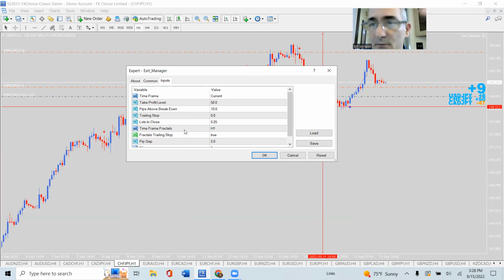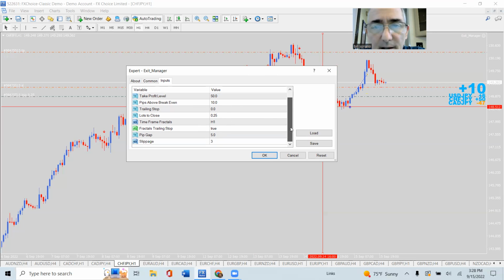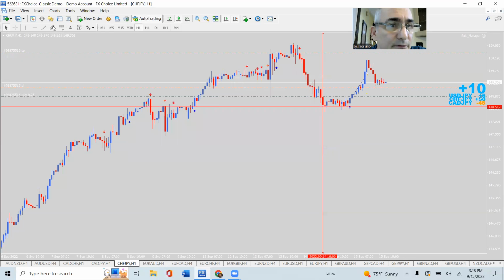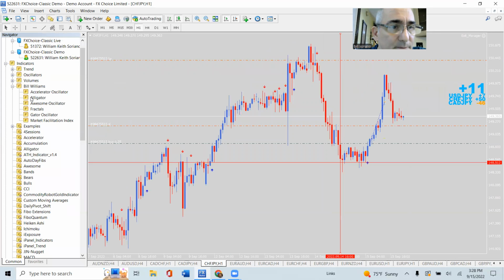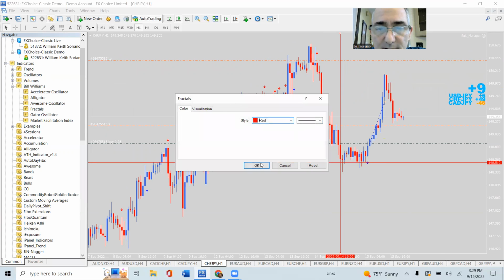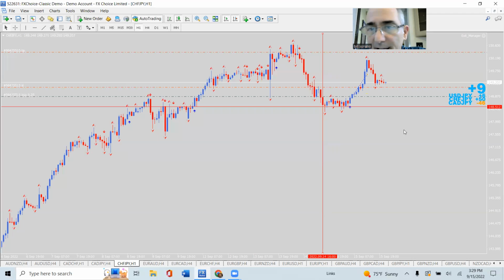And I can show you what these are in another video, but I'm going to show you how to pull them up here. And the fractals are on the H1 time frame. So I'm just going to show you this real fast so you can see what I mean about these fractals here. If you go to your navigator, if you go to Bill Williams right here, you'll see the fractals. You just slide this over onto your chart, click OK. And what it does is it paints these fractals. These are fractal highs and fractal lows.